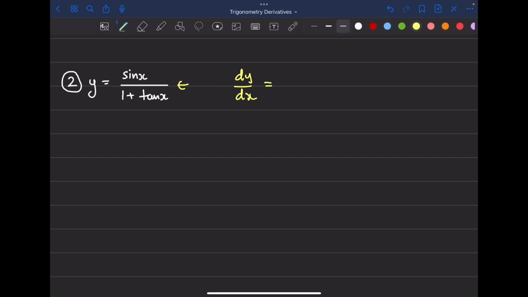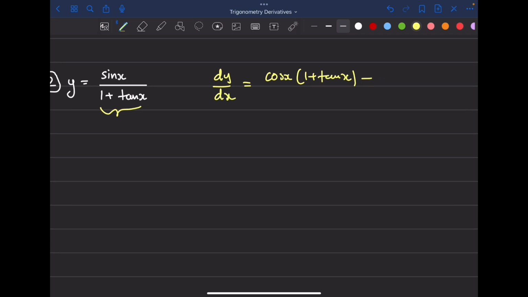Okay, so after that, what is this equal to? If you have a fraction, once again, let's use the quotient rule. So the derivative of the top is going to be cosine x, so cosine x, times the bottom. In this case, the bottom is 1 plus tan x, and then minus the derivative of the bottom. In this case, what is the derivative of 1 plus tan x? It will be just secant squared x, because the 1 goes away, and in this case, you're just finding the derivative of tan x, which is once again secant squared x, and then multiplied by the top.